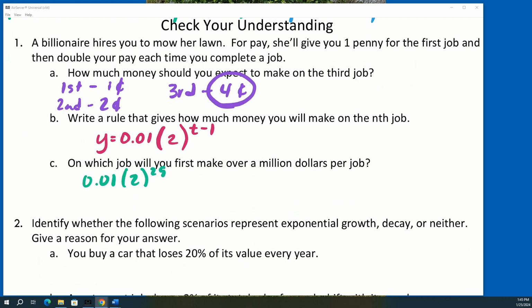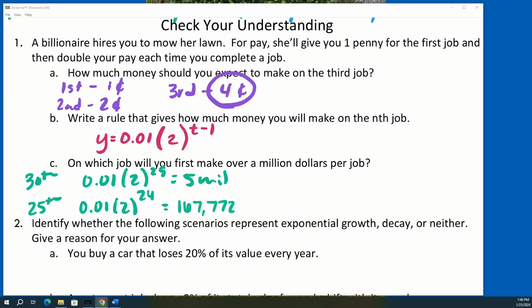So what do you guys want to try next? The 25th. So we'll raise it to the 24. So this was 5 million. This one is 167,000. That's a huge drop. So it's going to need to be probably a little closer to the 30th day.